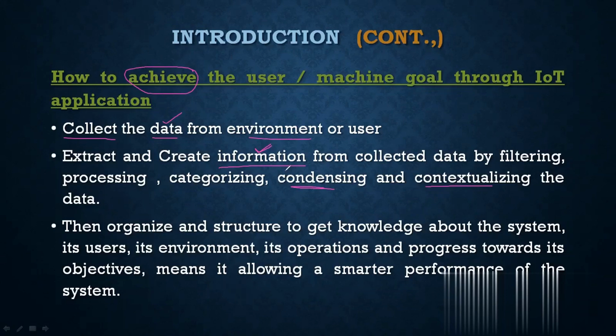So by that example, you can understand all these operations. Once you contextualize, once you decided where we place these items, then you perform the organization and give the structure to those items. Means you properly place all the items, the arrangements. By that, you get the knowledge.